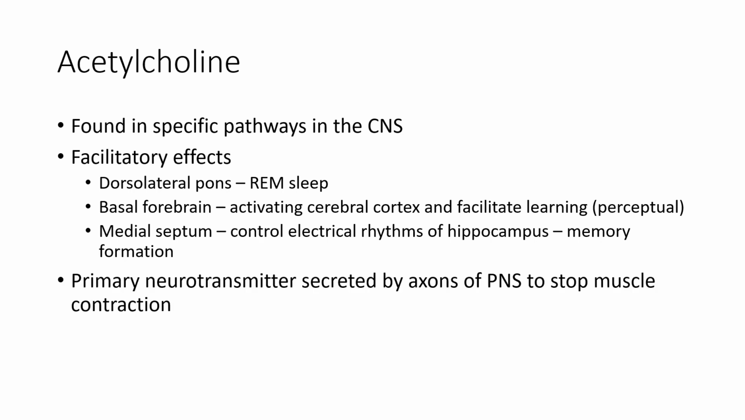Now, the primary neurotransmitter, acetylcholine here, is secreted by axons of the peripheral nervous system to stop muscle contraction. That makes sense if we're thinking about REM sleep, for example. If this neurotransmitter is secreted by axons in the peripheral nervous system and is meant to stop muscle contraction, well, that would help facilitate REM sleep because it is slowing muscle contraction.